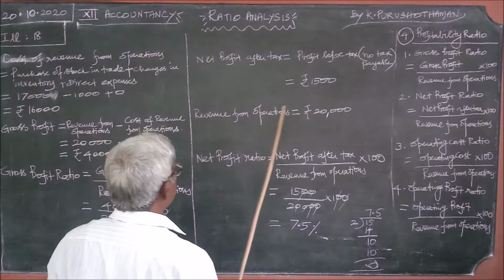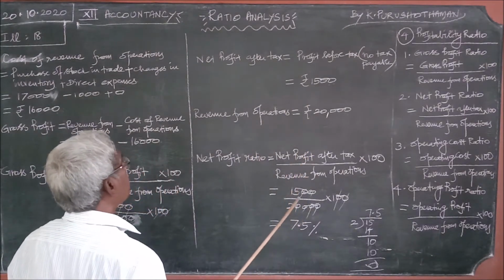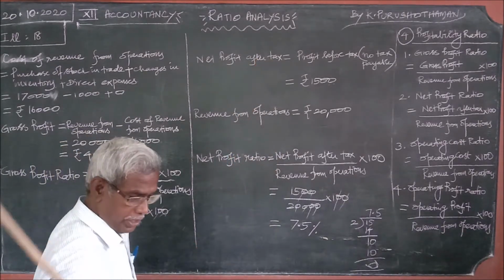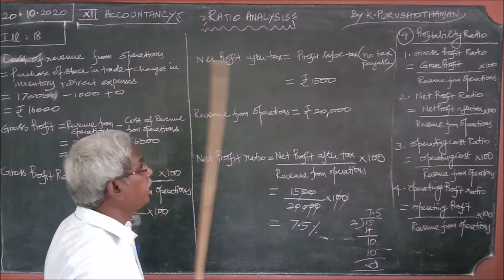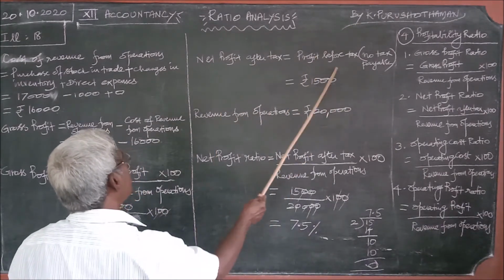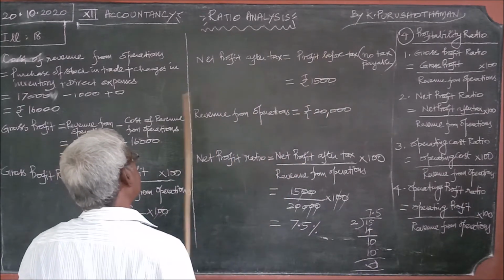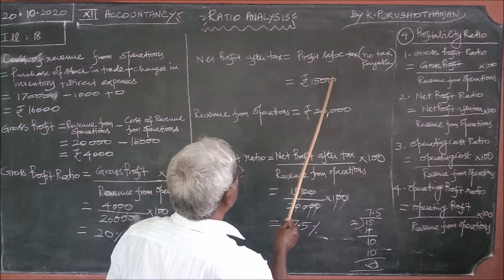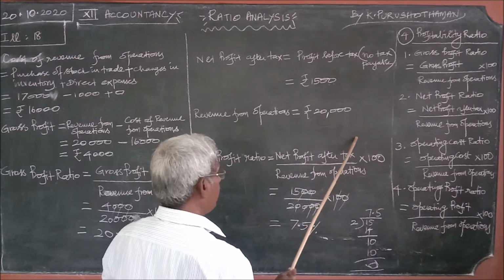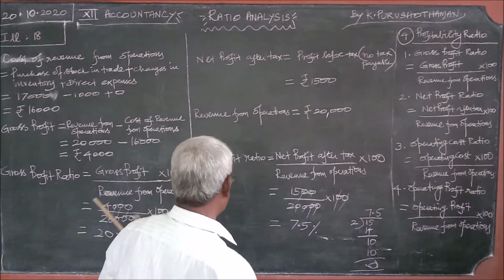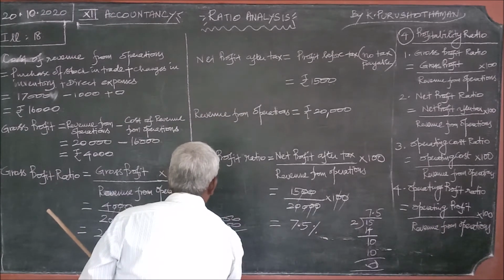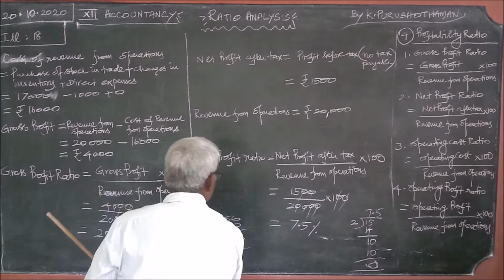This revenue from operations, as usual, it is given straight away. Then, how to find the net profit after tax? Here in the book, it is given profit before tax. How these two will be equal? After tax and before tax will be equal when? That is, profit before tax, say for example, 20,000. Then, tax 5,000. Then profit after tax is 15,000.